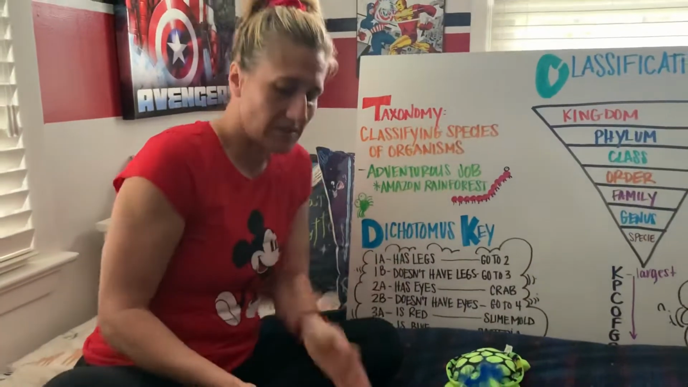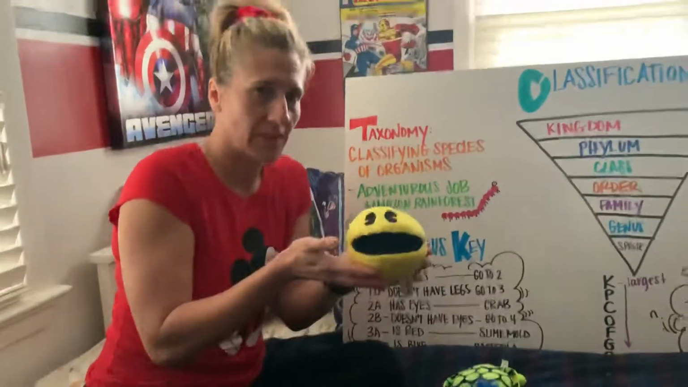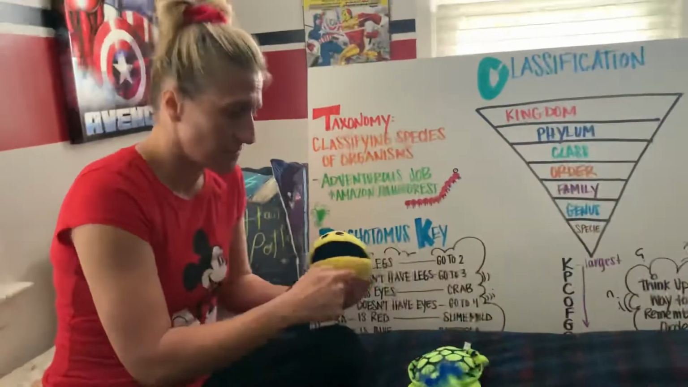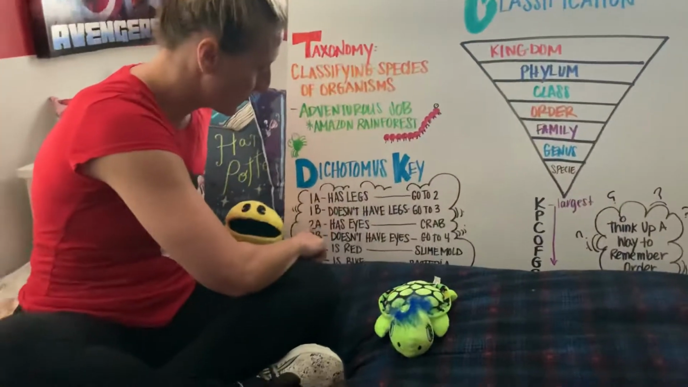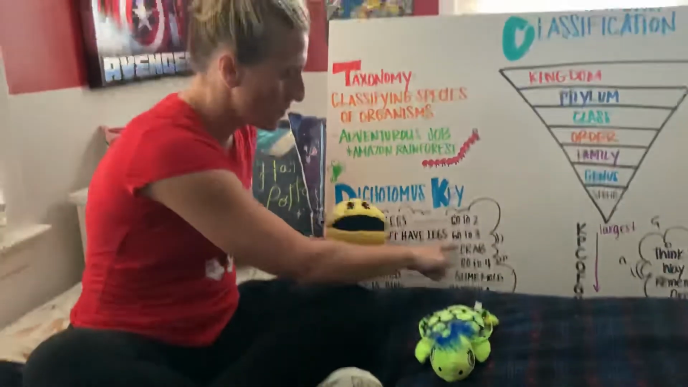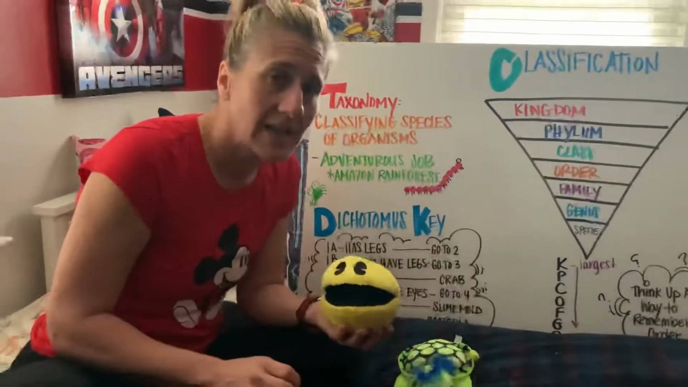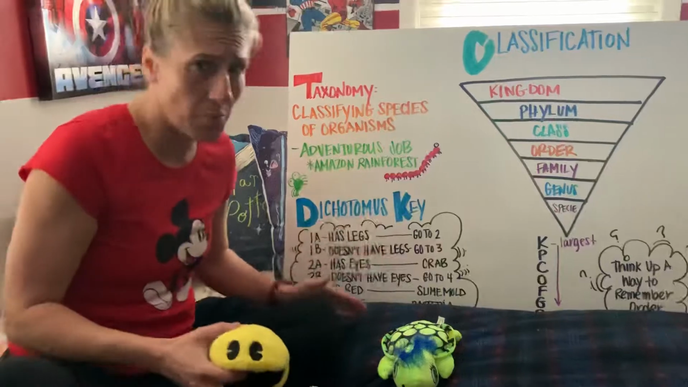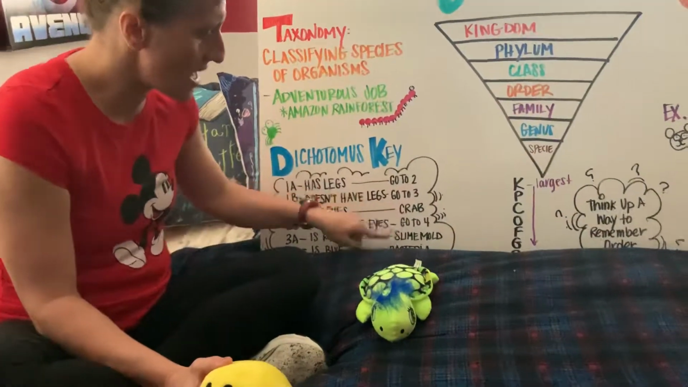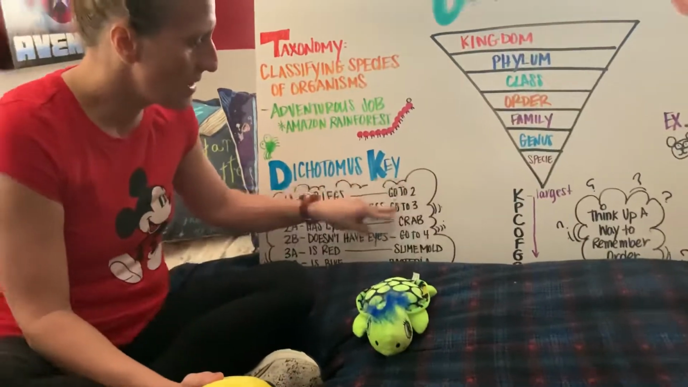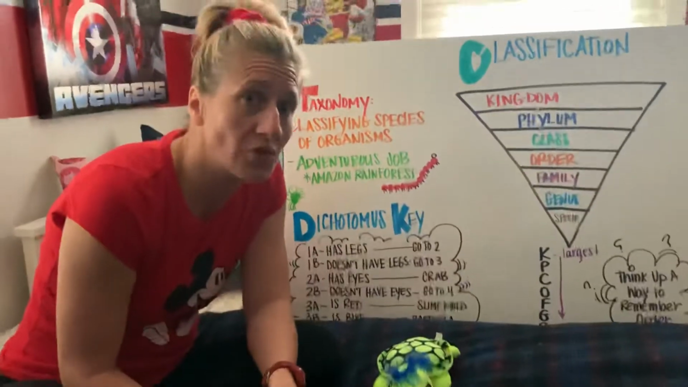You have to take your organism. I'm going to take this, for example, and we're going to see, does it have legs? No. Since it doesn't have legs, I'm going to go to 2. Does it have eyes? Yes. Well, this isn't a crab. I just couldn't find a crab stuffed animal, but it's cool. You get the point. At the end, you can see there are some that are named. Here it says crab, slime mold, bacteria. Those are the names of the species that we're looking at.